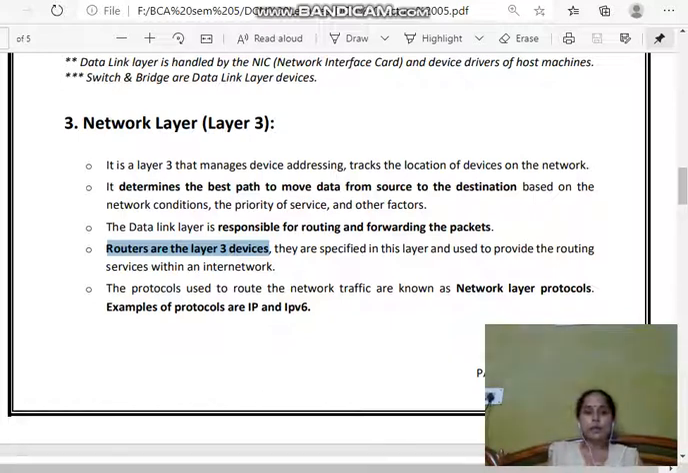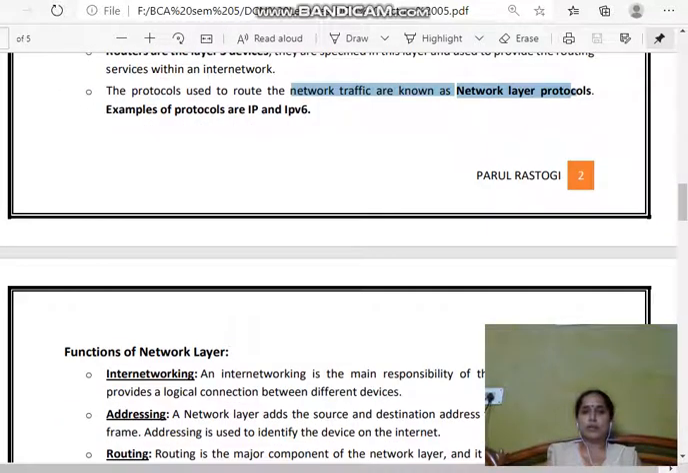The protocols used to route the network traffic are known as network layer protocols. Examples are IPv4 and IPv6. Only IP is written here, so it is understood. V means version. IPv4 is the old version, the 4th version, and what we are now using in networking is IPv6. Okay, in Java programming, I don't know how many of you remember, maybe it was in your syllabus, otherwise maybe it was not taught to your batch, they used to teach it in previous semesters.